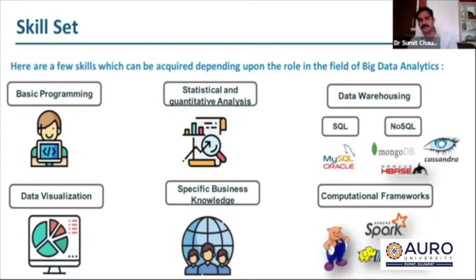And the last one is computational framework. One must have the knowledge of that, like Apache Spark and Hadoop, so that we can distribute the data, and the distributed data we can process in parallel. So that's how these are the basic skill set one must have if one wants to work in the big data analytics direction. So thank you very much.